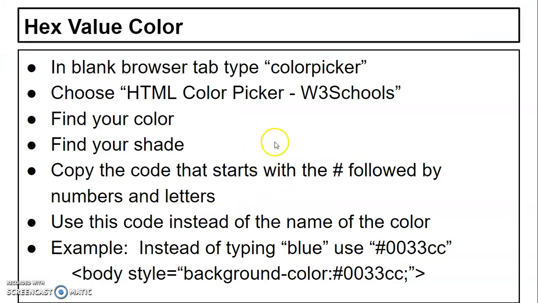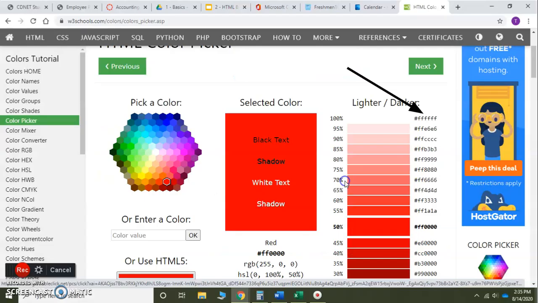All right, so now I wanted to show you one other thing. Remember how you put red in or blue or tan? You're very limited. So in a blank browser, you can put in color picker. If you just type color picker in and choose from that search HTML color picker W3 Schools, you can find your color, your shade, and when you write the code in, you choose the code that's followed by this pound sign. I'm going to show you what I mean. I think it's easier if I show you.